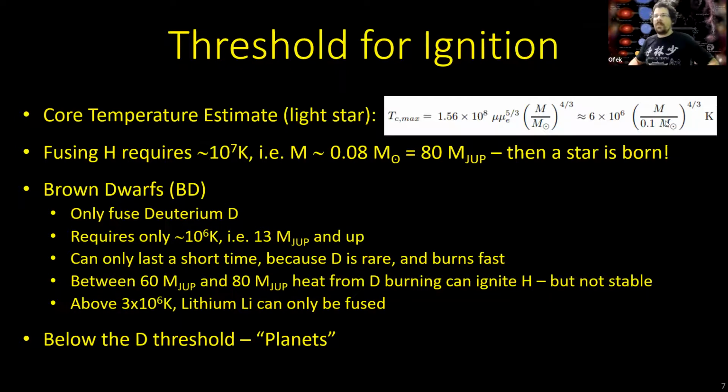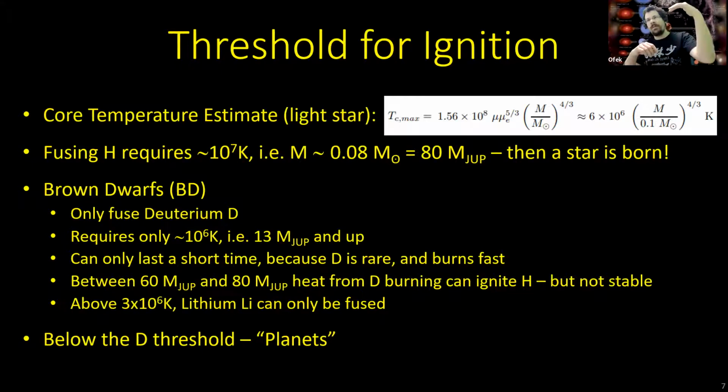If we recall that the PP chain fusing hydrogen kicks off at about 10 million Kelvin, then we need this factor here on the right to be about 10 million. So we need this factor of m over 1/10 m to the 4/3 to be about 1.5 or something like that. And this gives us a threshold mass, which is about 8% of one solar mass, or 80 times the mass of Jupiter.